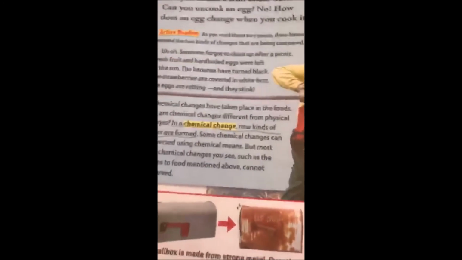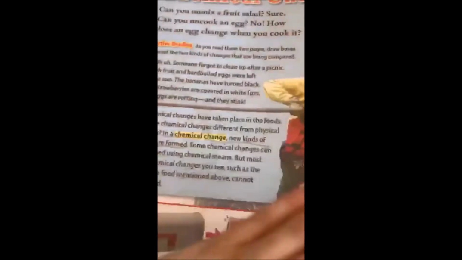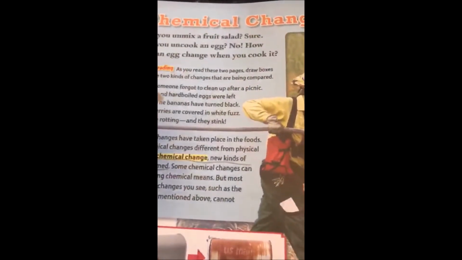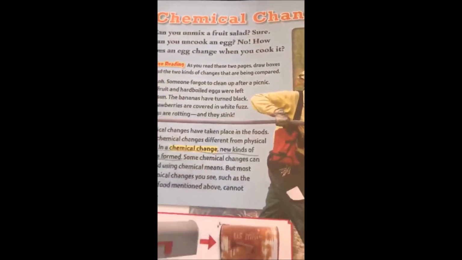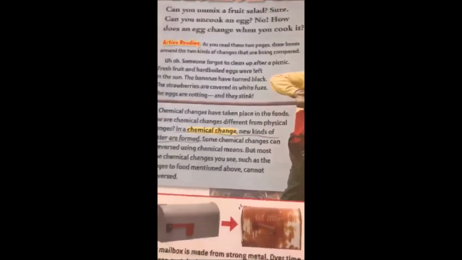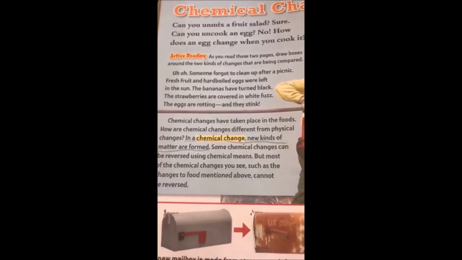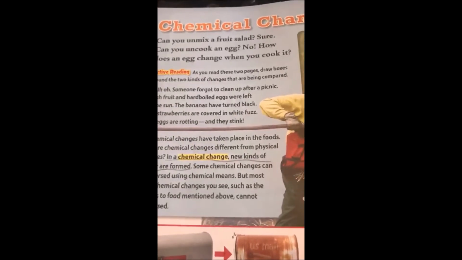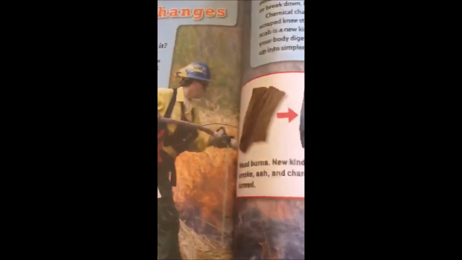What is a chemical change? Basically, we just talked about the physical change, and that a physical change only changes how something looks, but it's still going to be the same product or the same item. Now in a chemical change, new kinds of matter are formed. Okay, how? Teacher, how are new kinds of matter formed in a chemical change?